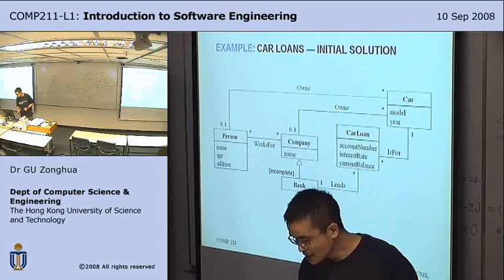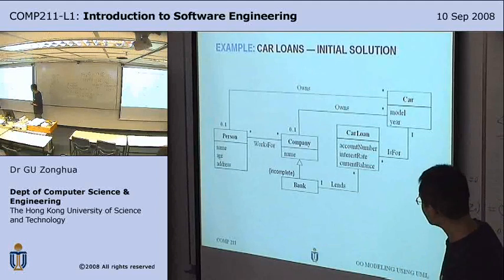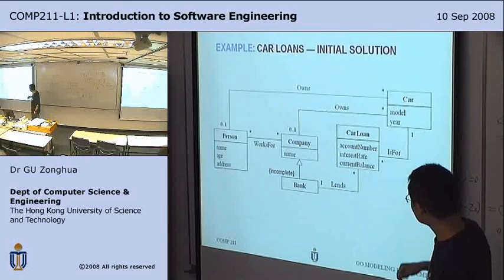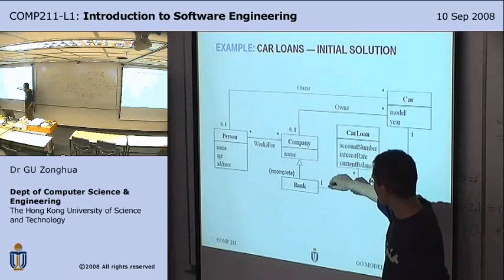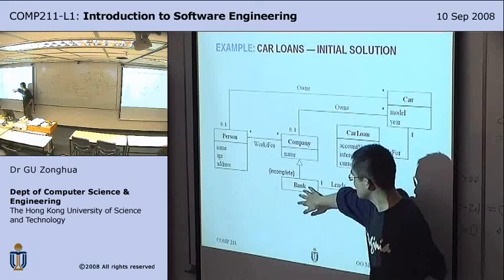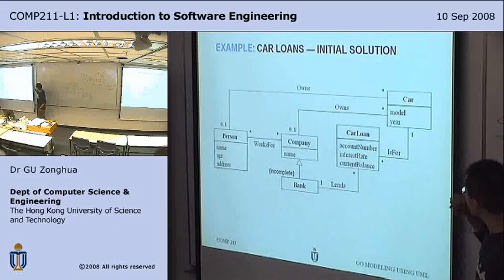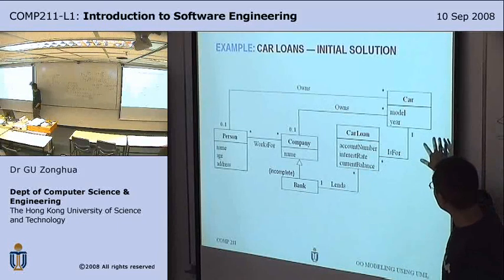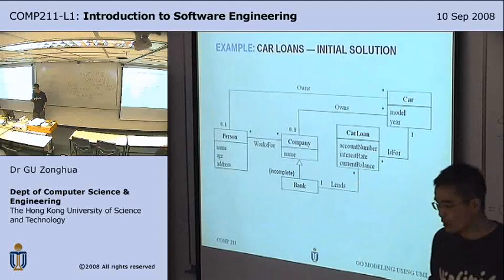So here's the initial solution we got. From the previous analysis, a bank is a special company. Notice that we deleted the name attribute from the bank, and a car can be owned by a person or a company or a bank.